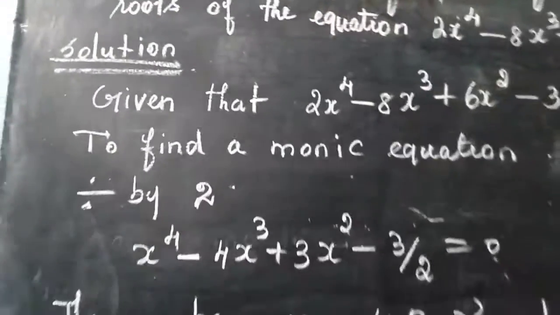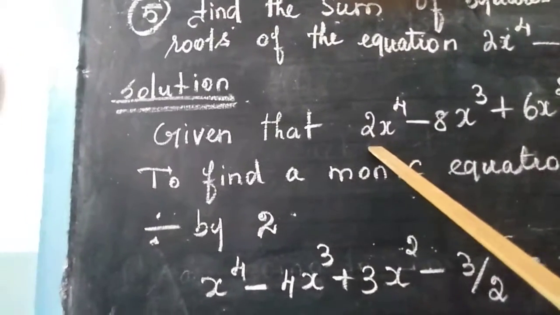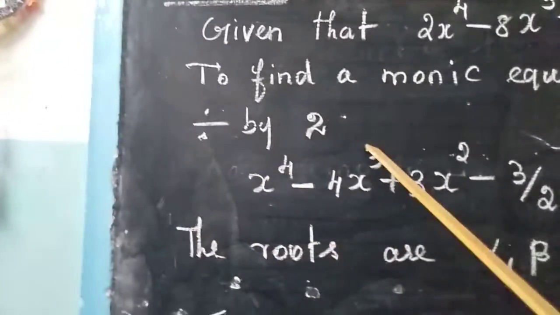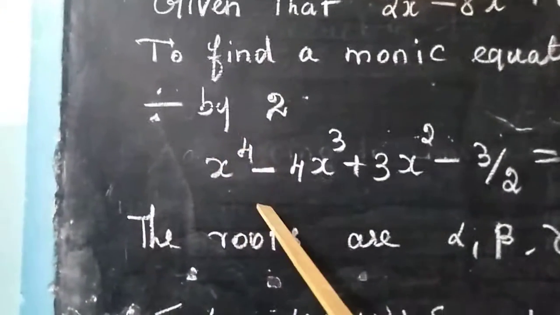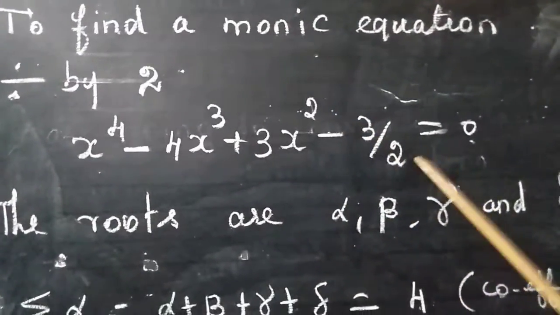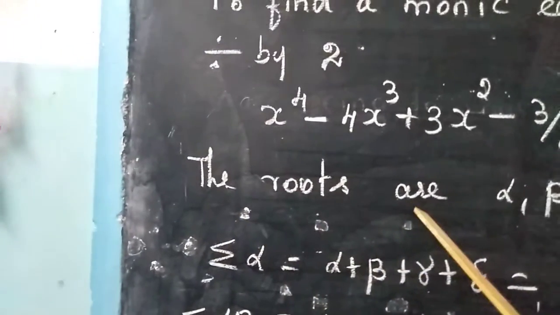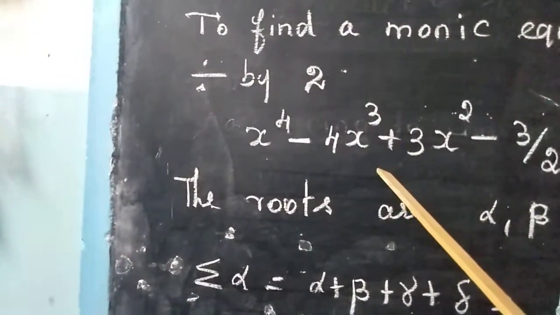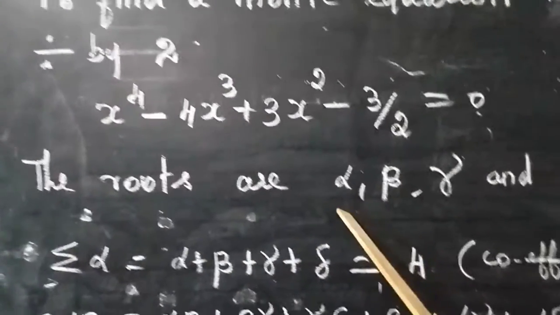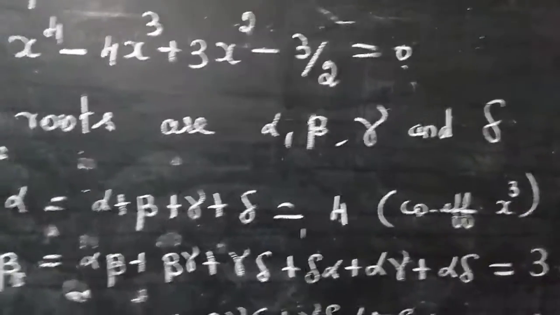Now we are trying to find out the monic equation. As I told you already, the leading coefficient is here 2 and we are going to divide the whole equation by 2. Dividing by 2, we get x^4 - 4x^3 + 3x^2 - 3/2 = 0. Now, since the equation has the highest degree 4, we are taking the 4 roots here, alpha, beta, gamma and delta, as the roots of the given equation.